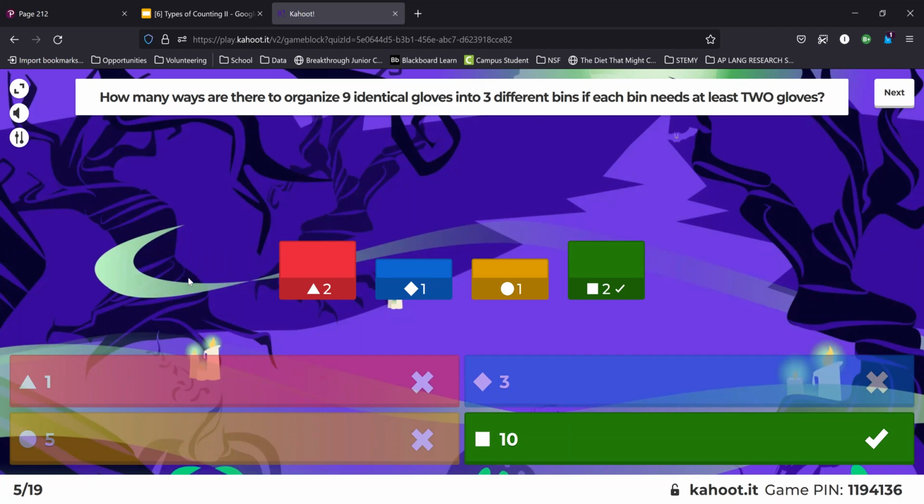So we know that 6 of the gloves will have to be put in already. So there will be 3 gloves for us to sort. So 3 plus 2 dividers, which is 5, choose 3. So 5 times 4 divided by 2, which is just equal to 10. So 10 should be the answer.